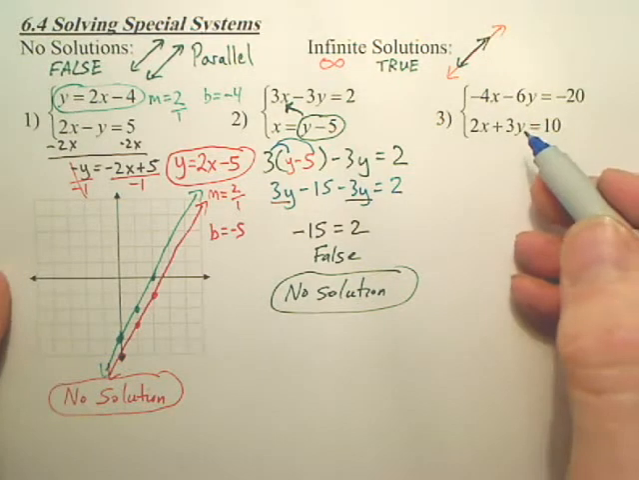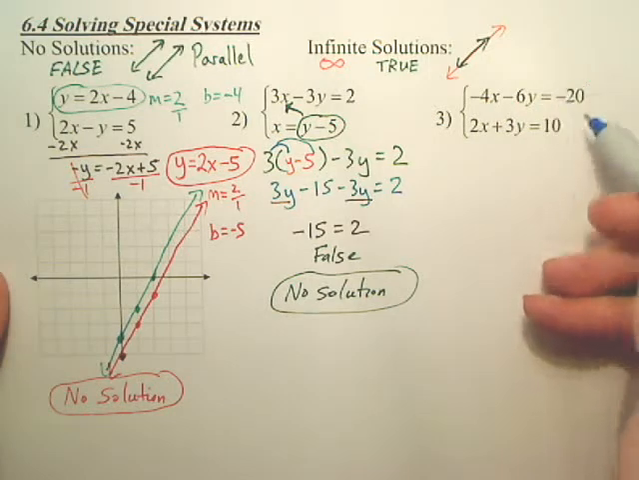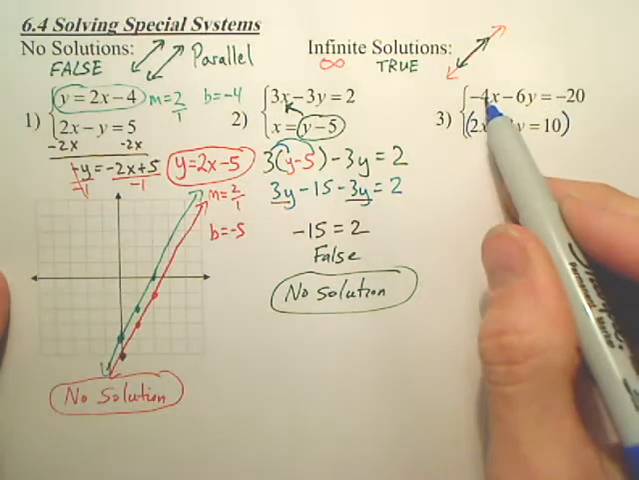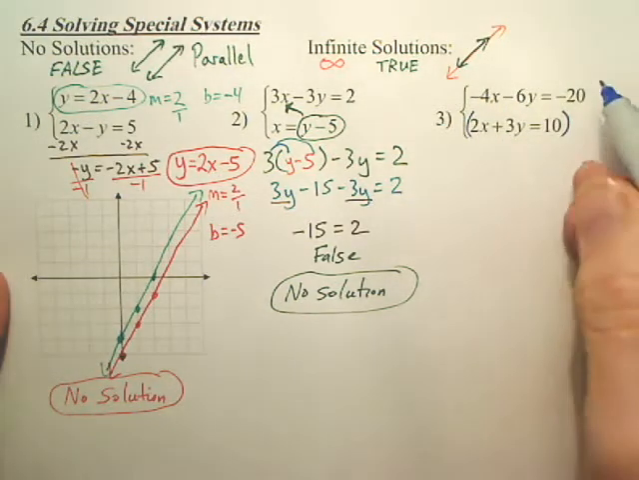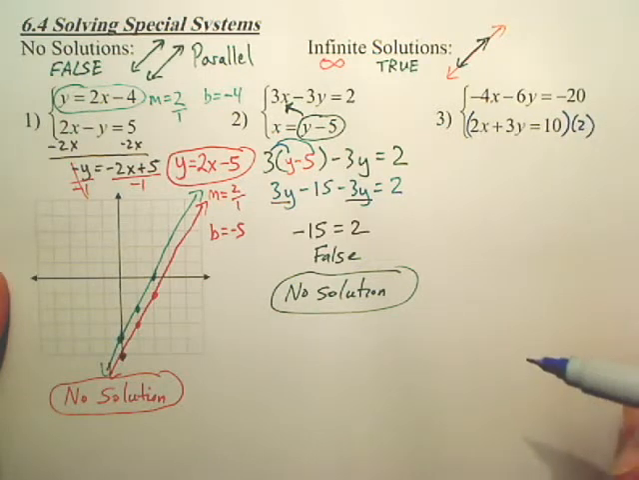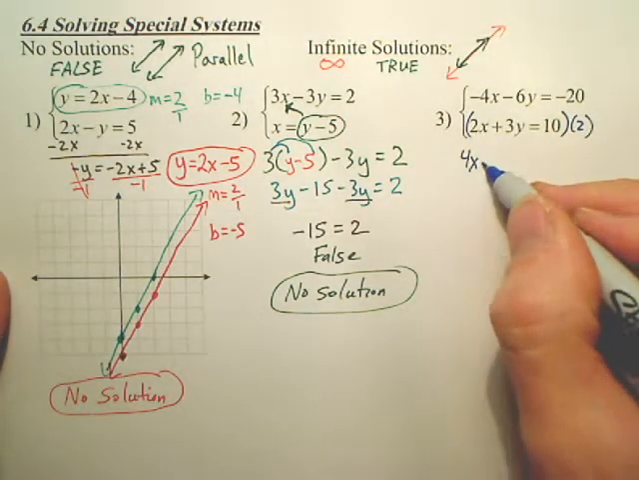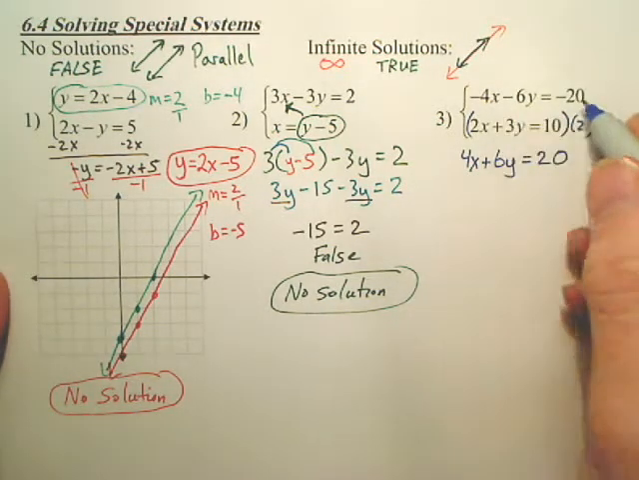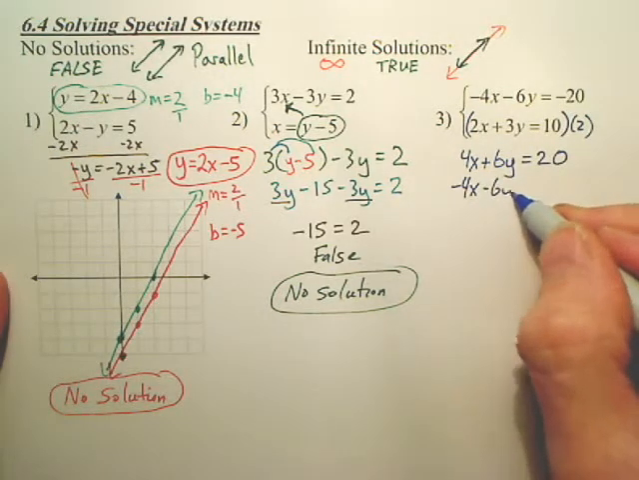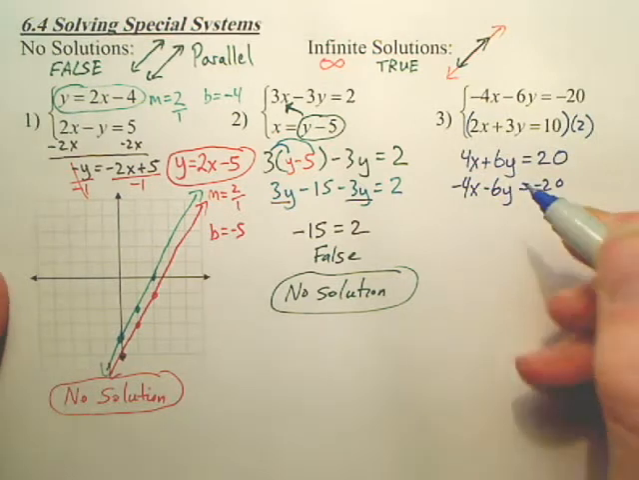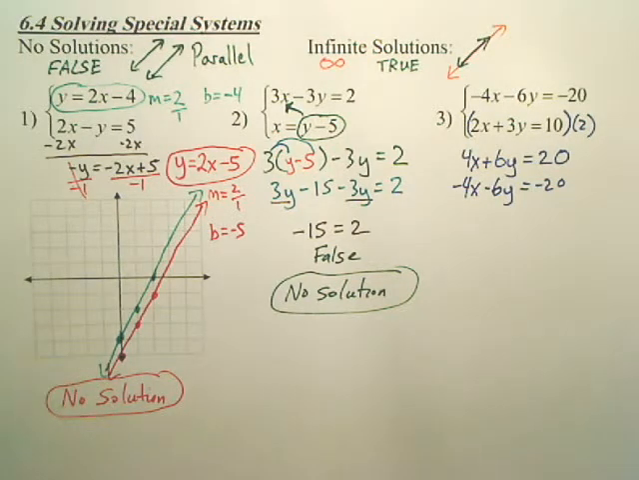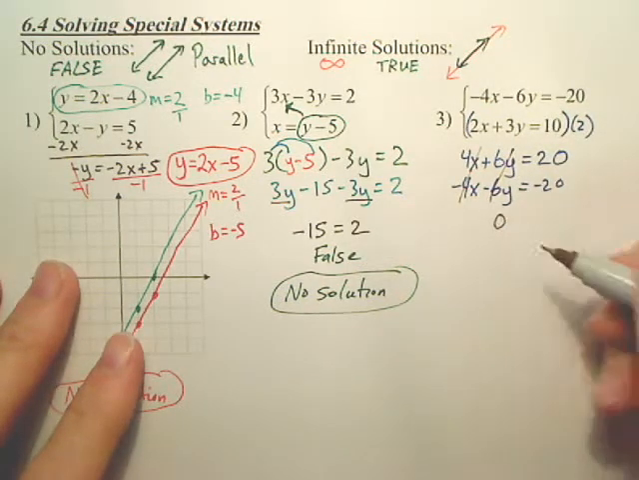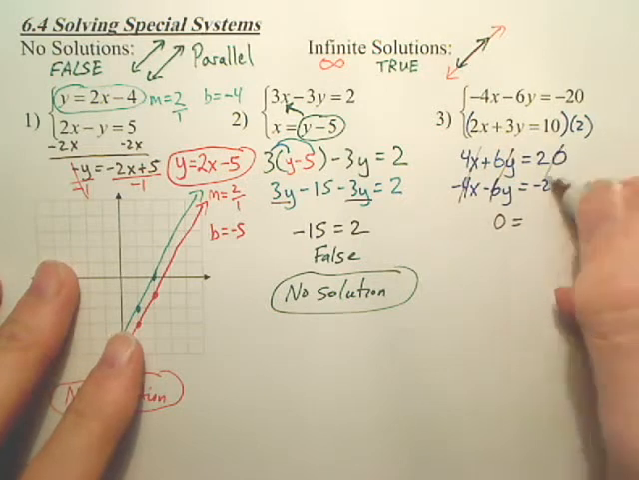Okay, last one. Can I cancel going straight down? No. But what could I multiply the second one by so that it cancels the x's or the y's? Can I multiply this by 2? And then I get 4x plus 6y equals 20. And then can I rewrite the first one? Don't those both cancel? Doesn't that leave me 0? Doesn't this cancel?